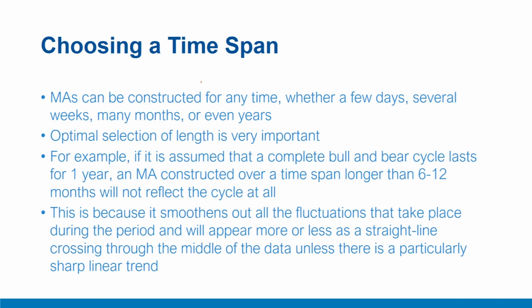For example, if it is assumed that a complete bull or bear cycle is 4 years, an MA constructed over a time period of more than 48 months will not reflect the cycle at all. For example, if your bull run is like this over a 4-year period and you construct a moving average for the complete 4 years, let's say 48 months, you get a straight line. So the moving average is not useful at all. This is because it smooths out all the fluctuations that take place during the period, and it will become more or less like a straight line if my average is for the complete 4 years.